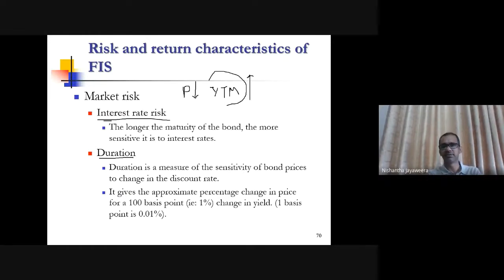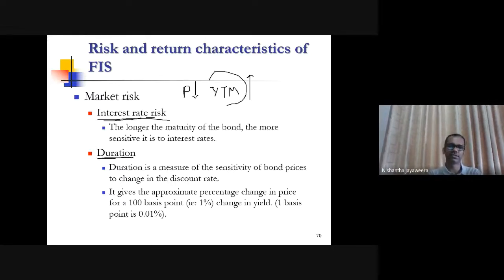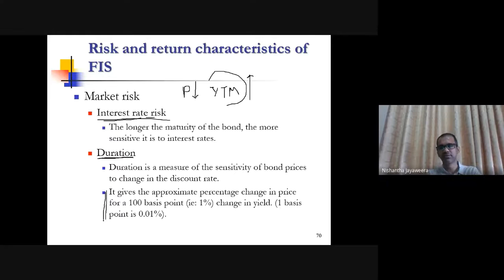That is what we call interest rate risk. Due to changes in interest rates, the value of the bond that we are holding will change. That is the interest rate risk. So we are going to measure that sensitivity through a parameter called duration. We'll discuss how to calculate duration and how to interpret it. Here it's given, but we'll discuss it in more detail later.